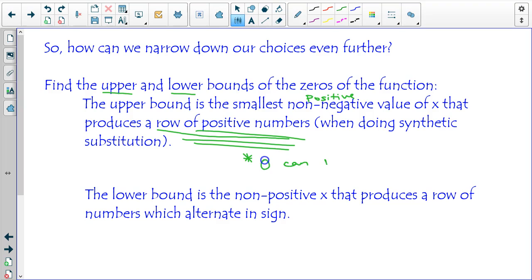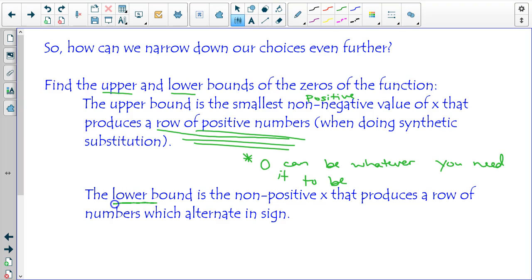0 can be whatever you need it to be. Meaning, if you need 0 to be positive to make a row of positive, cool, it's positive. If you need 0 to be negative to make a row of alternating signs, you can make 0 negative. It can be whatever you need it to be, okay?